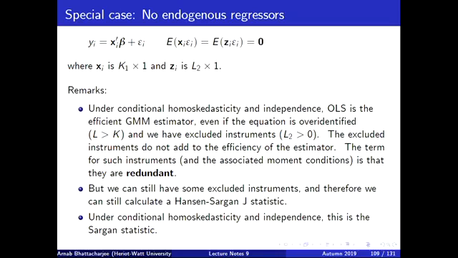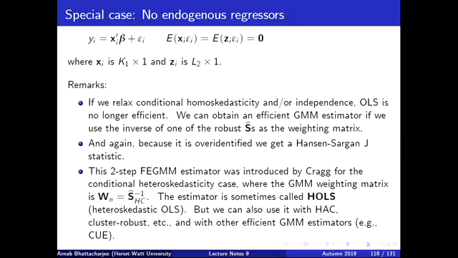So we can compute a Hansen-Sargan J statistic here, right? Under conditional homoscedasticity and independence, this is simply the Sargan statistic. What does it do? If we relax the conditional homoscedasticity or independence assumption, now, however, OLS is not efficient. Okay, we can obtain an efficient GMM estimator using the inverse of the robust S hat. And here again, we can do a Hansen-Sargan J test.